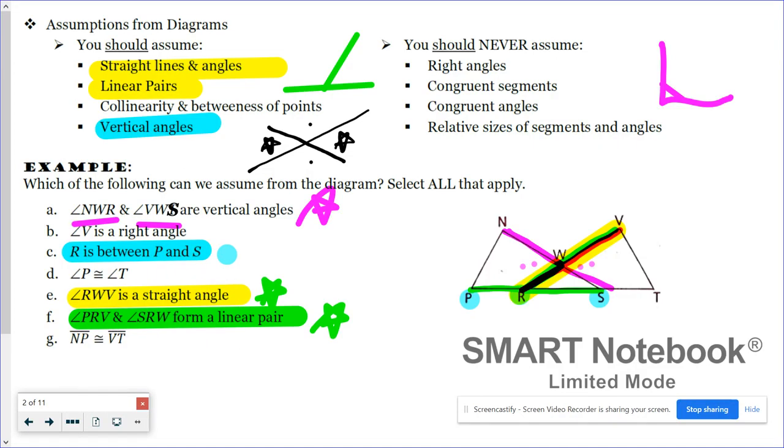Going back to some of these statements we haven't addressed yet, statement B says angle V is a right angle. Honestly, we can't assume that. I don't see a little box there. What about statement D, angle P is congruent to angle T? They might look to be congruent, but I can't make that assumption, so no. And what about statement G, NP is congruent to VT? No, I don't know that.